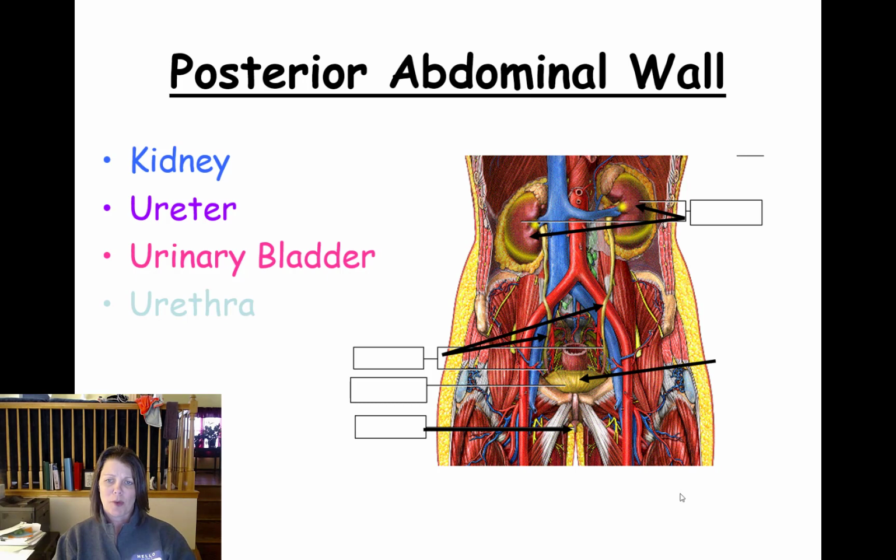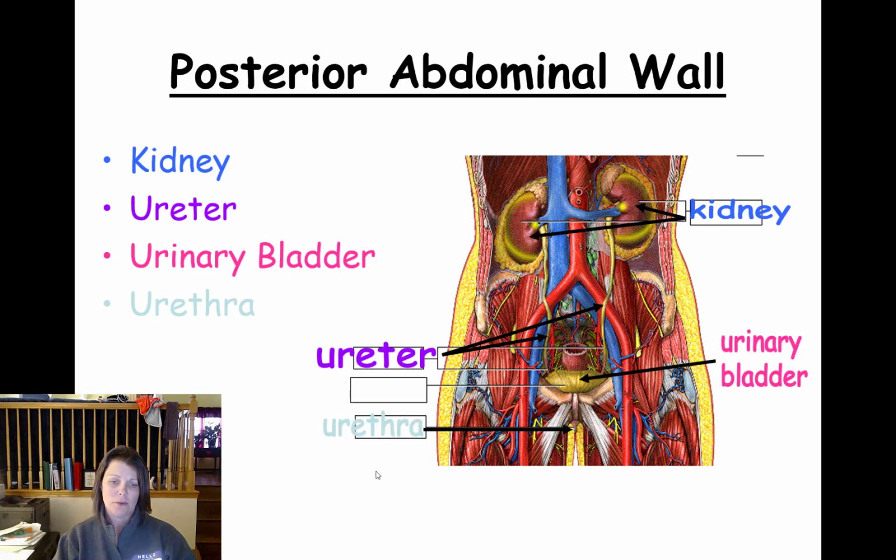So looking at the posterior abdominal wall, our major organs are going to be our kidneys, 2 of them, a right and a left. From the kidneys, we're going to have tubes that are called ureters that are going to drain urine to the urinary bladder. And then from the urinary bladder, it's going to exit through, excuse me, the urethra.